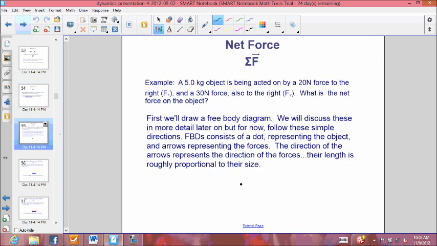For example, we have a 5-kilogram object being acted on by a 20 Newton force to the right, and a 30 Newton force also to the right. What is the net force on the object? First we'll draw a free body diagram. You need to remember that because we're going to be doing a bunch of those. They basically consist of a dot, which we have right here, and that represents your object. And then you're going to have arrows that represent the forces. The direction of the arrows represents the direction of the forces, and their length is roughly proportional to their size.